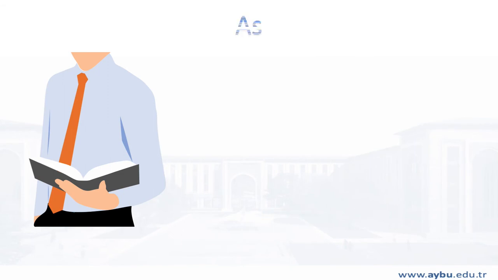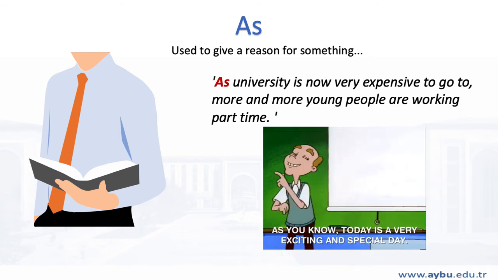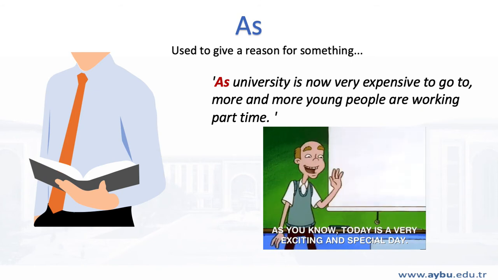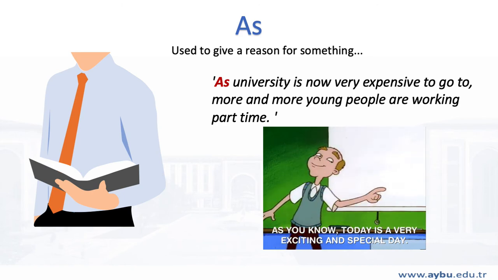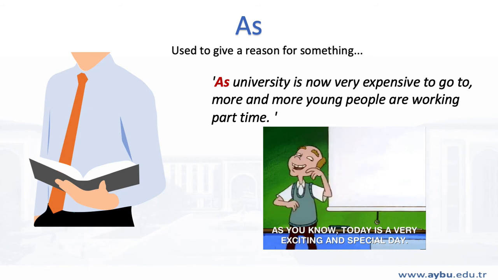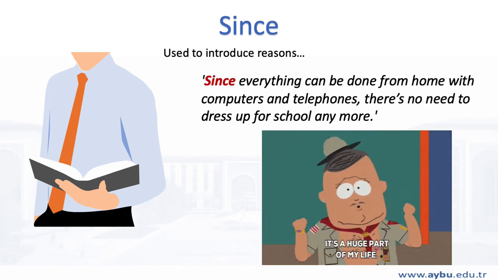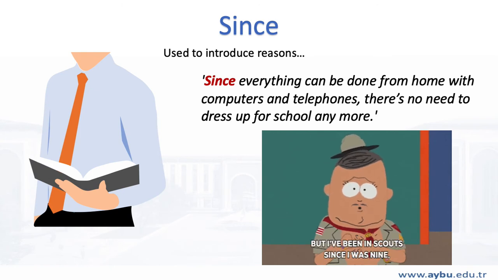The next thing you can use to give reasons for something is as. As university is now very expensive to go to, more and more young people are working part-time. You can see this. It starts with the sentence and it means because. The next one, I think you're familiar to this, since. You can use it to introduce reasons, like in the example. Since everything can be done from home with computers and telephones, there is no need to dress up for school anymore.